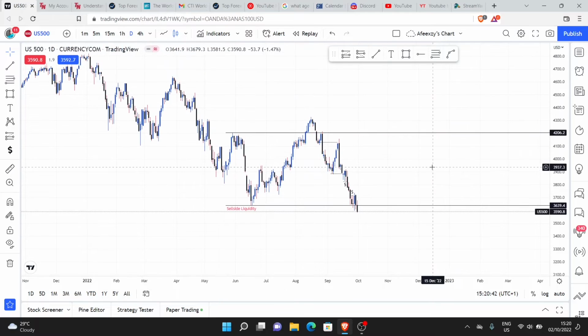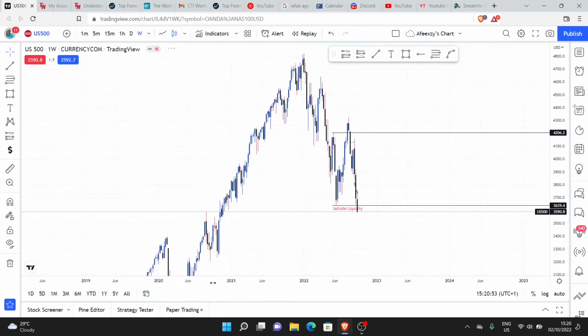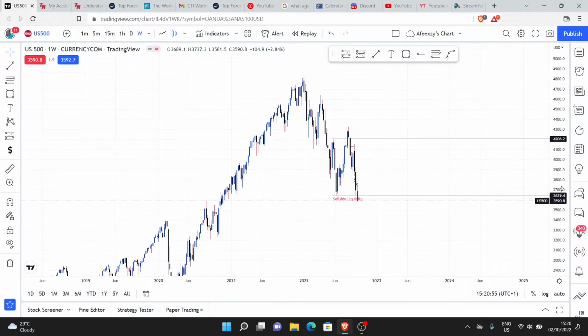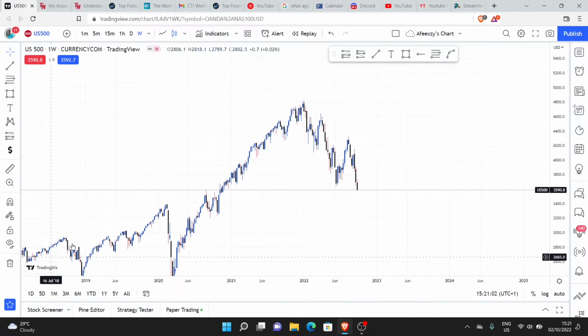So as you can see here, we have already cleared this sell side liquidity. This was the last low that was formed in the higher time frame perspective, and I think this was from the weekly time frame. Let me go to the weekly time frame. As you can see here, it has already cleared this last low. So let me clear the chart to see what we might expect for next week.